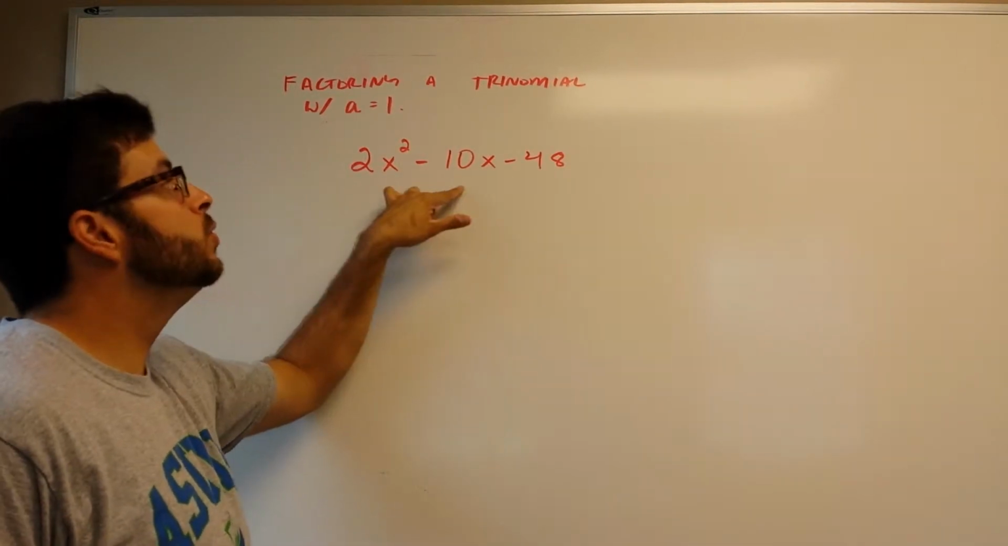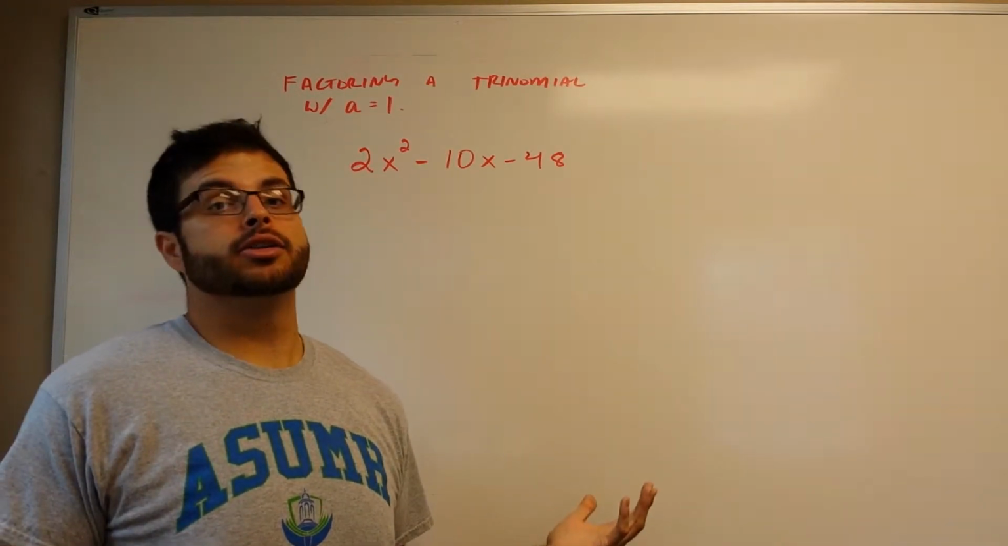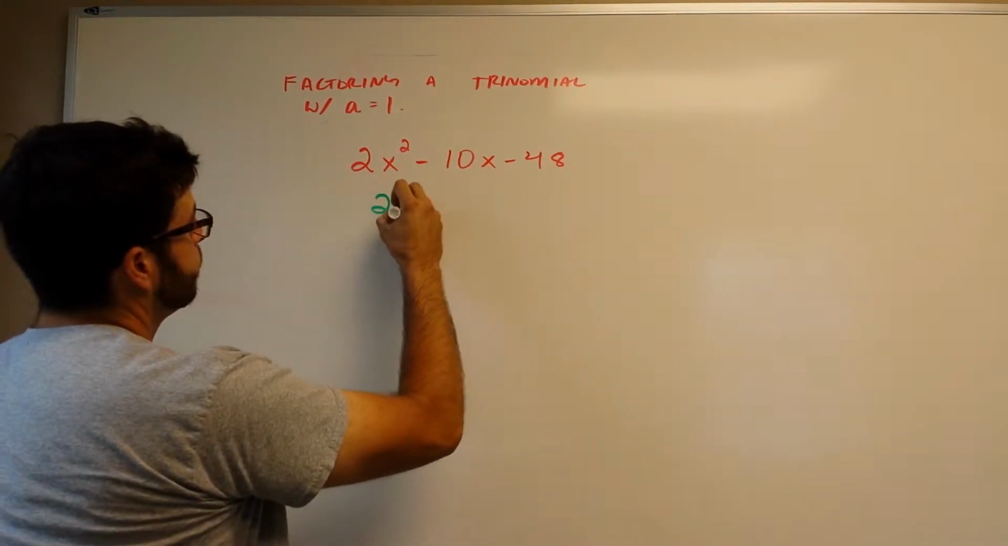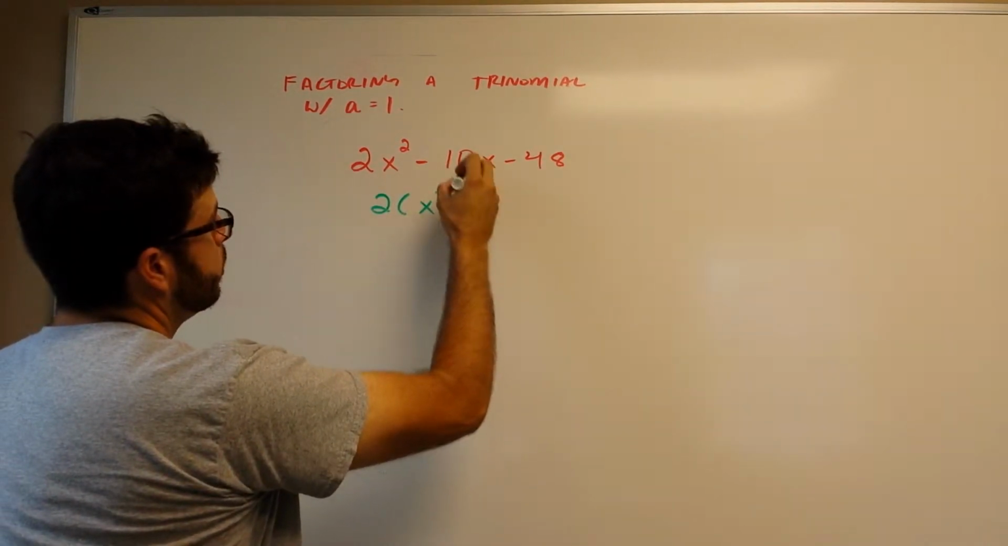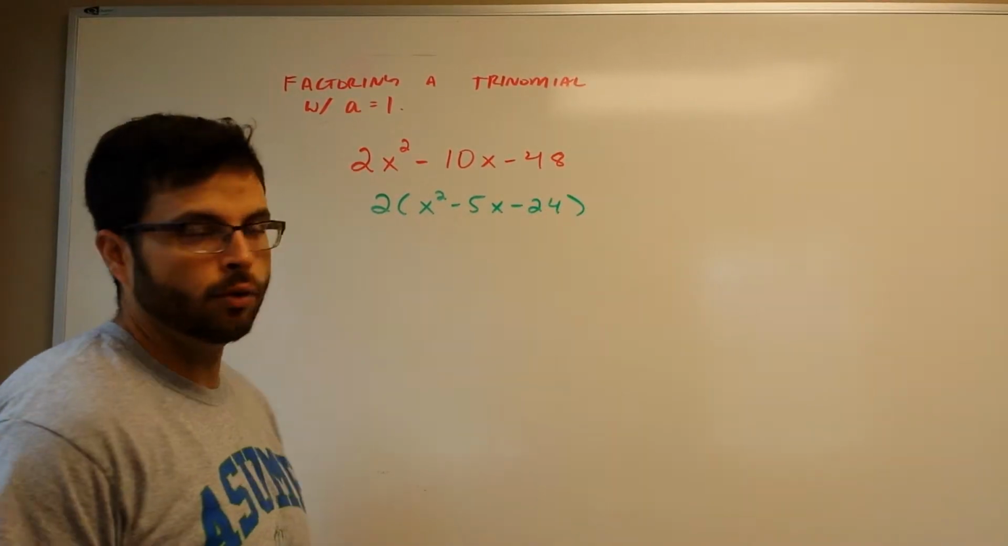2, 10, and 48 are all divisible by 2, so the very first step we're going to do in this example is factor out the 2. So if we factor the 2 out, we're left with x squared minus 5x minus 24.